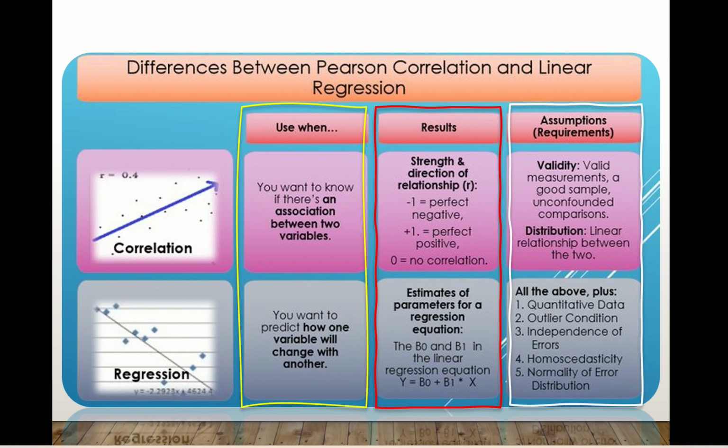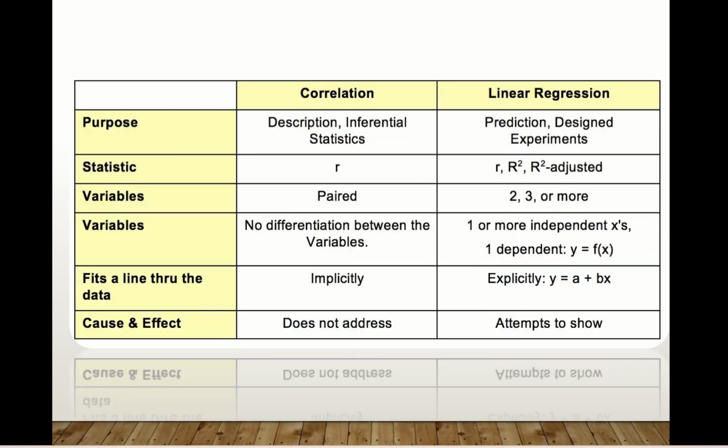So some of the assumptions, right, for correlation: we need good measurements, unconfounded comparisons. And we're also assuming a linear relationship between the two variables. A few more assumptions with regression, right? We want to make sure that we have homoscedasticity and a normality of our error distributions. We do not want the errors of a regression model to be systematic or non-random.